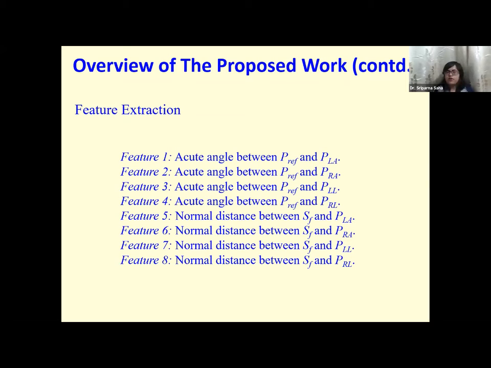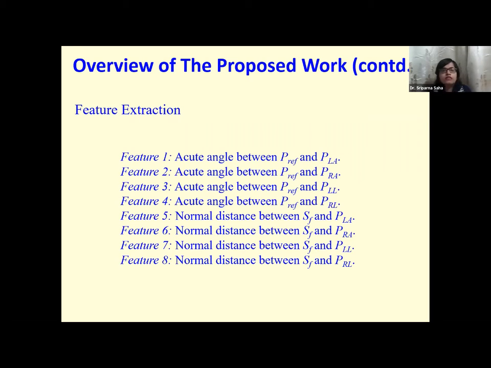Now, to get the normal distance for this PLA, PRA, PLL, and PRL, we need one particular point from where normal will be drawn on these 4 planes. So these 4 normal distances are taken from the spine joint. Normals have been placed on 4 planes, and the normal distance belongs to the 4 features again. So we now have 8 features, 4 in terms of acute angles and 4 in terms of normal distance. This is being calculated for each of the frames.